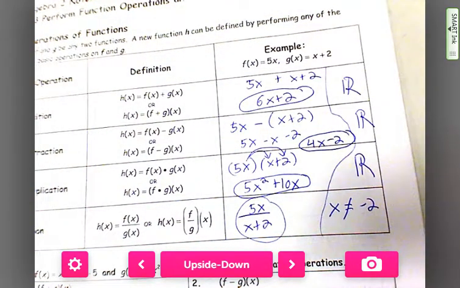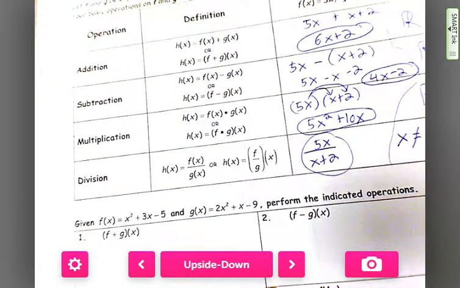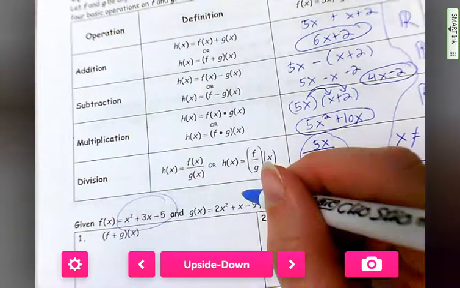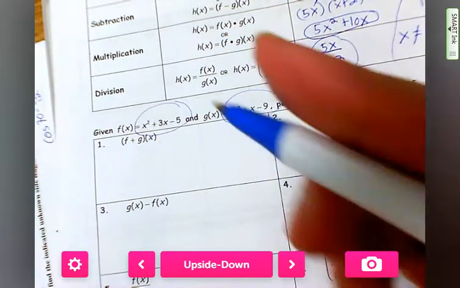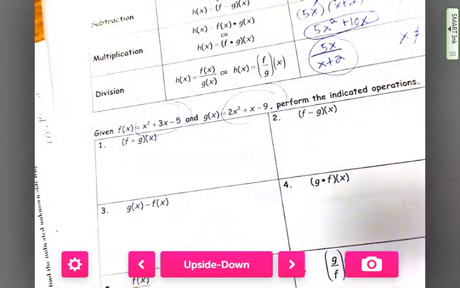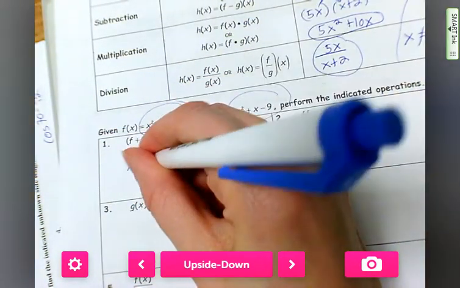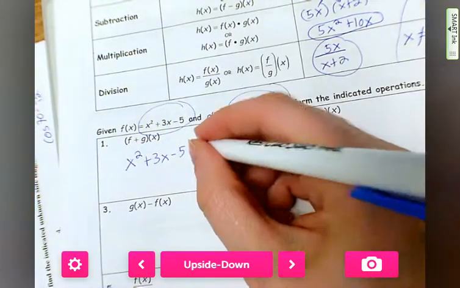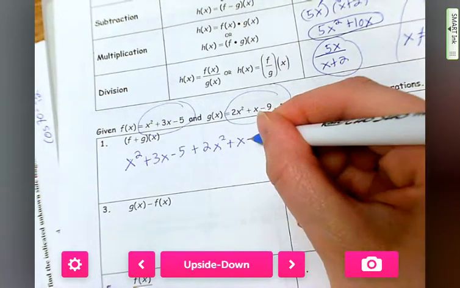what x can be. Okay, now we're just going to do a bunch of examples of this. All right, we're given f plus g of x. So we're going to take both of these, f of x and g of x, those two functions, and we're going to add them together. Am I going too fast, or are we going okay? Okay. We've got x squared plus 3x minus 5 plus 2x squared plus x minus 9.